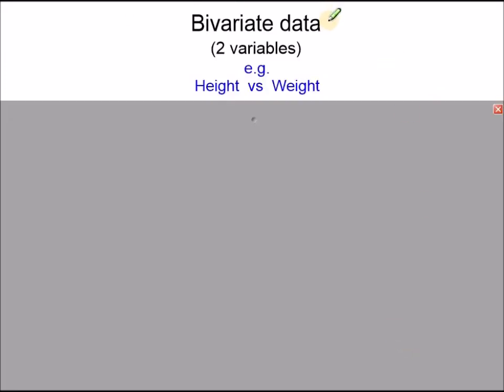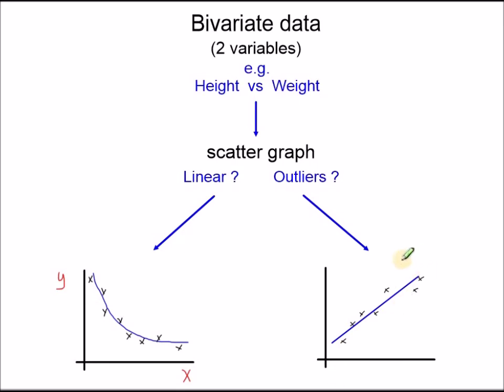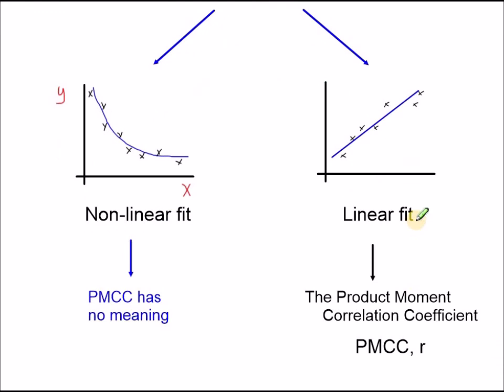So we start with bivariate data, meaning just two variables like height versus weight. And typically you do a scatter graph first to identify if there is linear correlation present or if there's any outliers in the data. So we have linear correlation in this graph and non-linear correlation in this one. And if you have linear correlation, you can go ahead and work out the PMCC. And if not, then the PMCC would have no meaning. There are other ways of dealing with non-linear relationships.